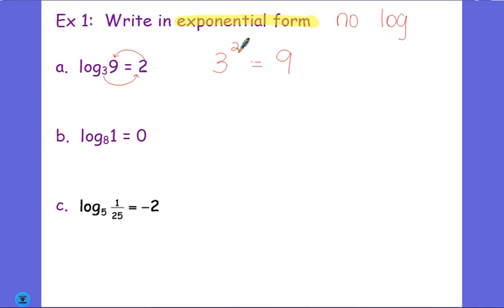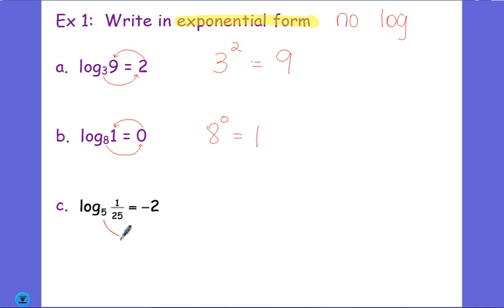So pause the video for a second and try these next two and see if you can convert them to exponential form by yourself. Okay, so let's see how you did. If we follow the circle, it will be 8 to the power of 0 equals 1. And yes, you can verify this in your calculator. 8 to the power of 0, your calculator will tell you is 1. Hopefully you did this one correctly.